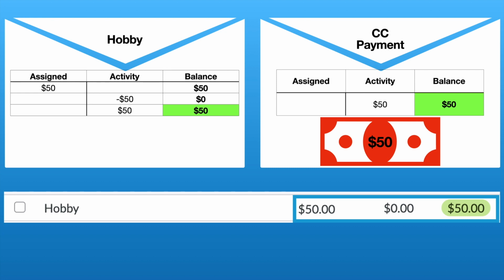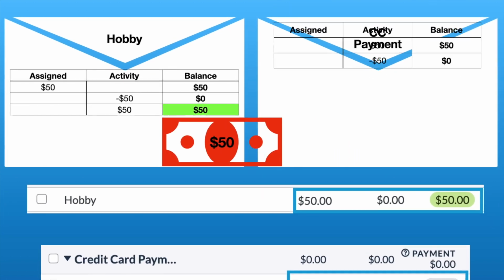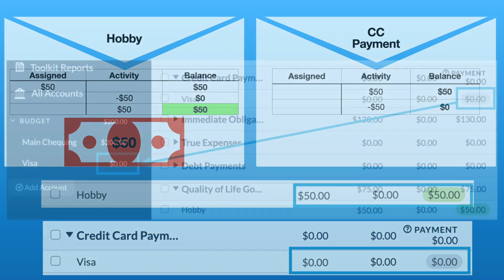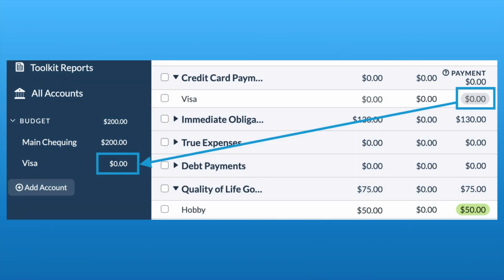What will happen is I record the fact that I've returned it. So now my $50 should be back in my hobby. YNAB will then automatically move that $50 by creating a transaction to say this funded activity needs to move back to the hobby. And when I come back, I can see I owe no money to the Visa, and I have my $50 back in my hobby category.